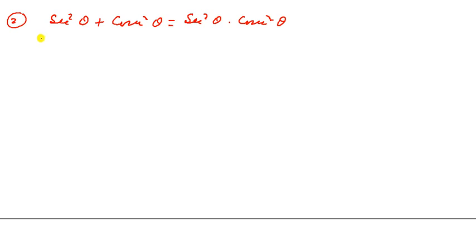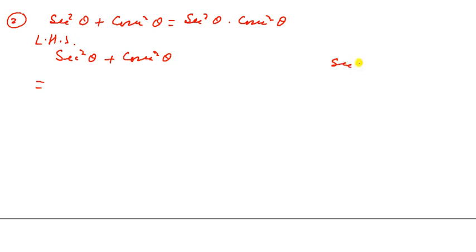Now come to the second question. To prove that sec square theta plus cosec square theta is equal to sec square theta into cosec square theta. How can we prove this? So take the left hand side, it is sec square theta plus cosec square theta. So what will happen?